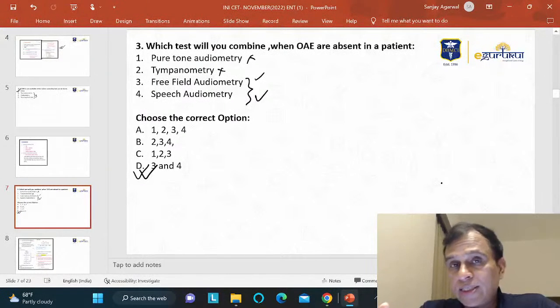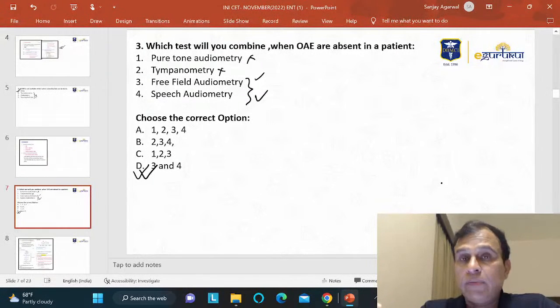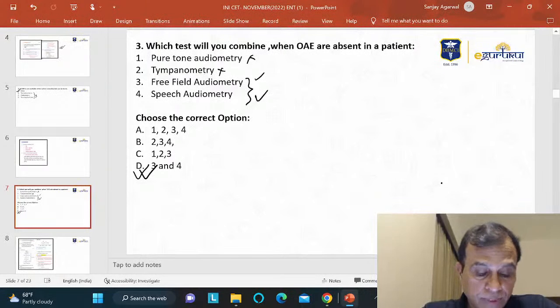So the point is that if you have to combine a screening test with OAE, when the OAE is not available or it is negative, then the best test is BERA, because BERA is an electrophysiological test. It's an advanced form of investigation. But if BERA is not given in the choices, then free field audiometry, speech audiometry, and behavioral audiometry can also be done in this patient. Right.